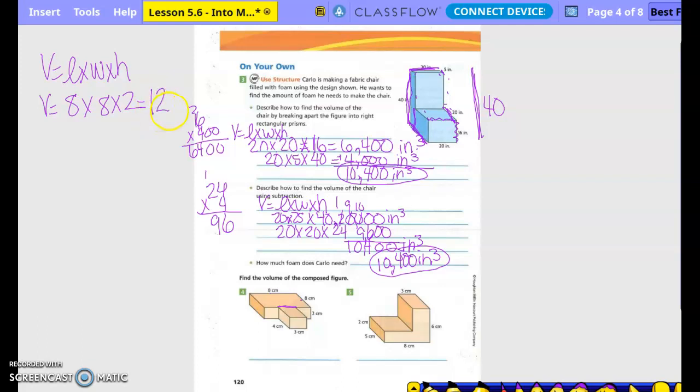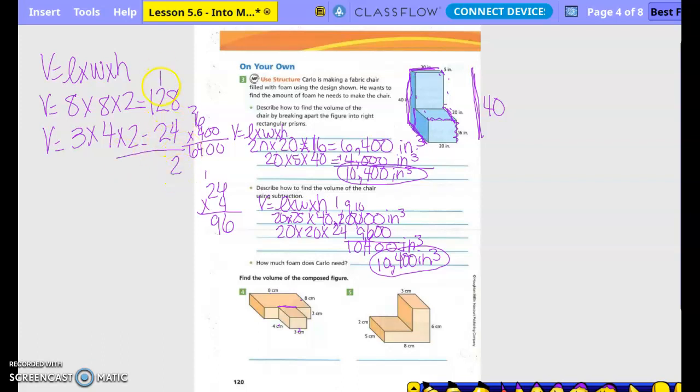128. Okay. All right, then the next one is volume equals, what's our length for this one? 3, right? What's our width? 4. And what's our height? 2. So 12 times 2 is 24.